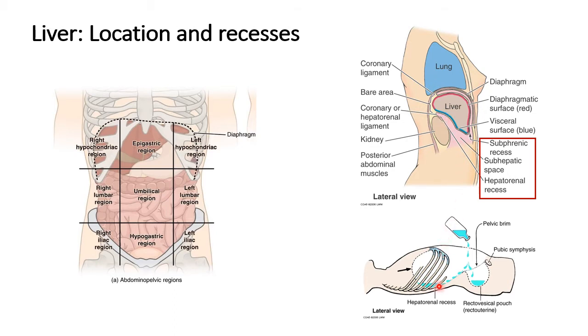Now the hepatorenal pouch is important clinically because, while the patient is lying down, it's actually the deepest point of the peritoneal cavity. So in a supine position, the deepest point of the peritoneal cavity is this, the hepatorenal recess or hepatorenal pouch. This is important because fluid or blood in the peritoneal cavity usually collects in this recess in a supine position.